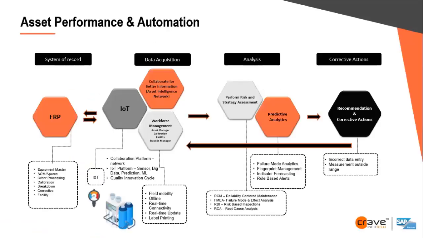And here in this slide, if you look, this is the complete asset performance automation with four stages: system of record, data acquisition, analysis, and corrective action. Here, in fact, I request my colleague Siva, who comes with subject matter expertise and 15 years of experience in this whole area. So Siva, over to you. Brief us more about asset performance automation and intelligent asset management.